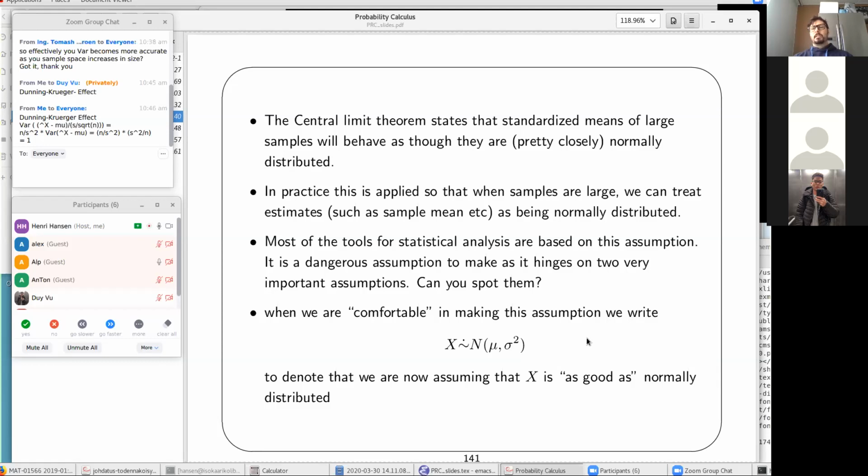This applies to certain large populations to the extent that it makes sense to use it, often but not always. You can also read this as: we calculate X as though it's normally distributed, but take these results with a grain of salt. It all hinges on this assumption of having a large enough sample and so forth.